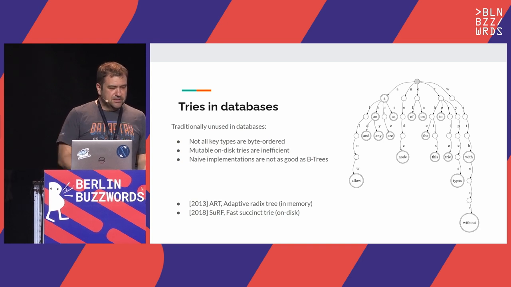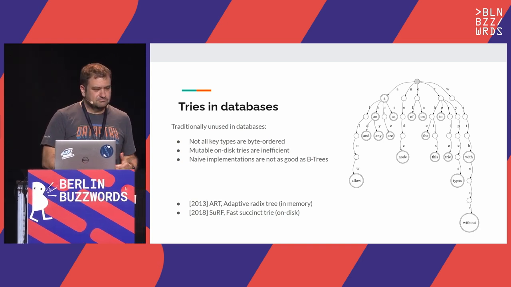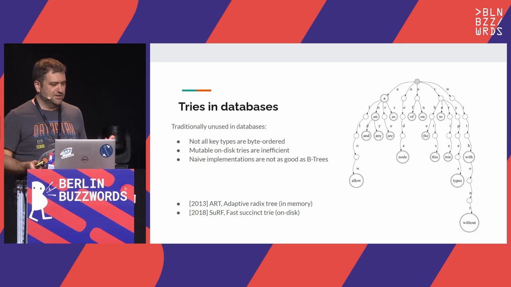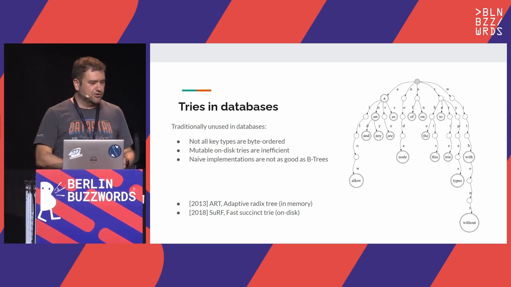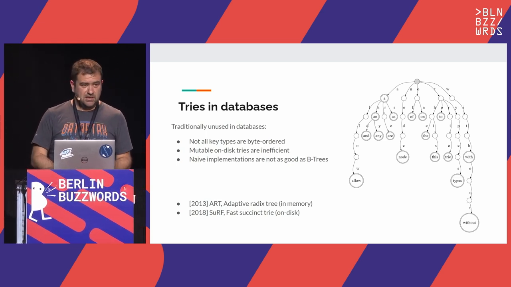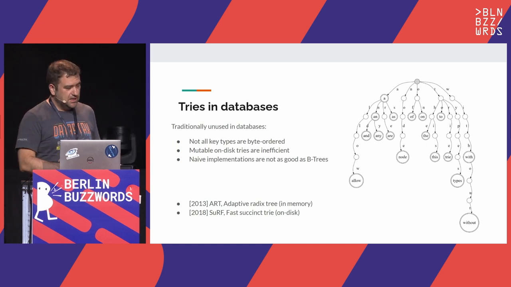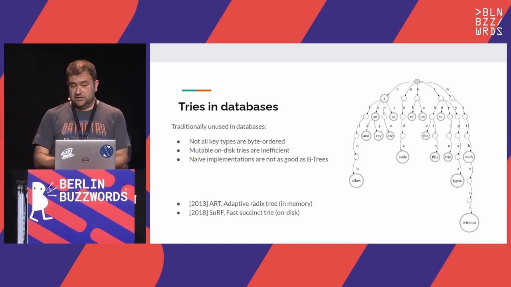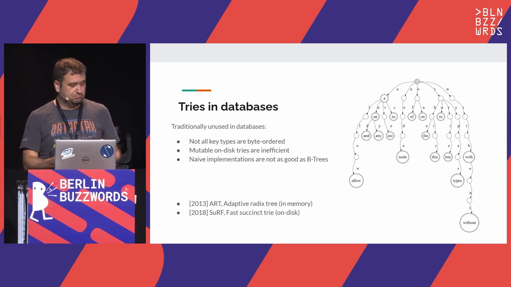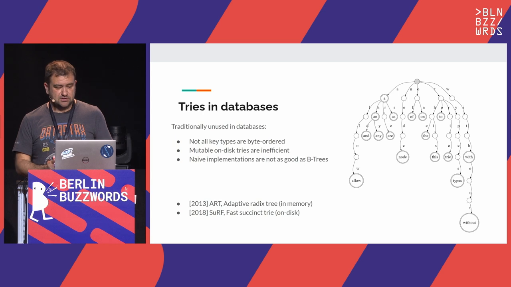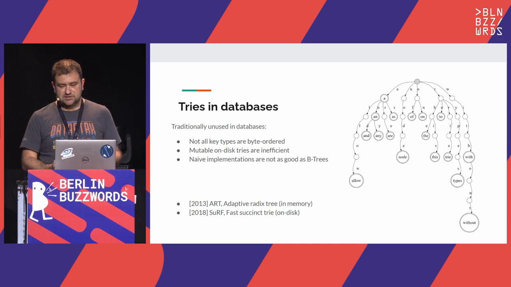Now, about 10 years ago, in academia, there came out a paper called the Adaptive Radix Tree, which gave an example of how tries can still be used for databases. It described an in-memory index for a database and showed that it can be very efficient. This was part of the trigger why we started work on tries in Apache Cassandra.